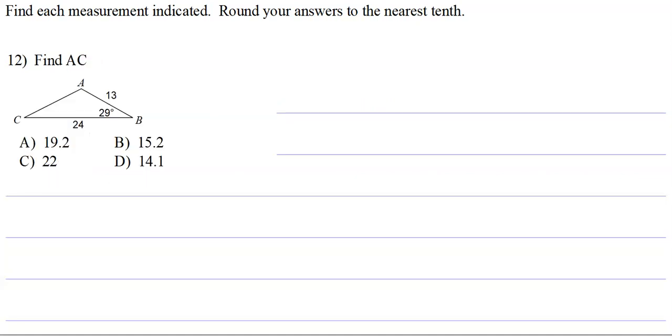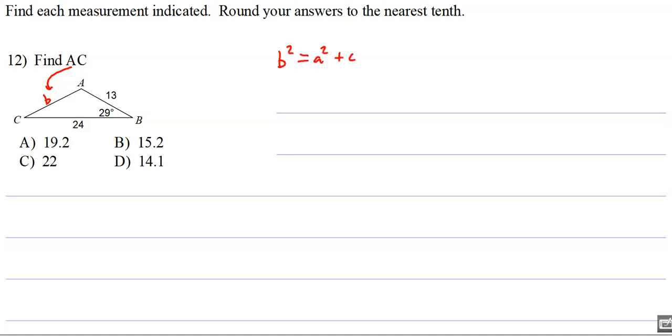Next one. What do we got going here? Let's see. So find AC. Well, this one is a side angle side. So notice I have a side, the included angle, and the other side. So I got side angle side. So this tells me I got to use law of cosines. And since we want AC, aka little b, I'm going to use the little b equation.